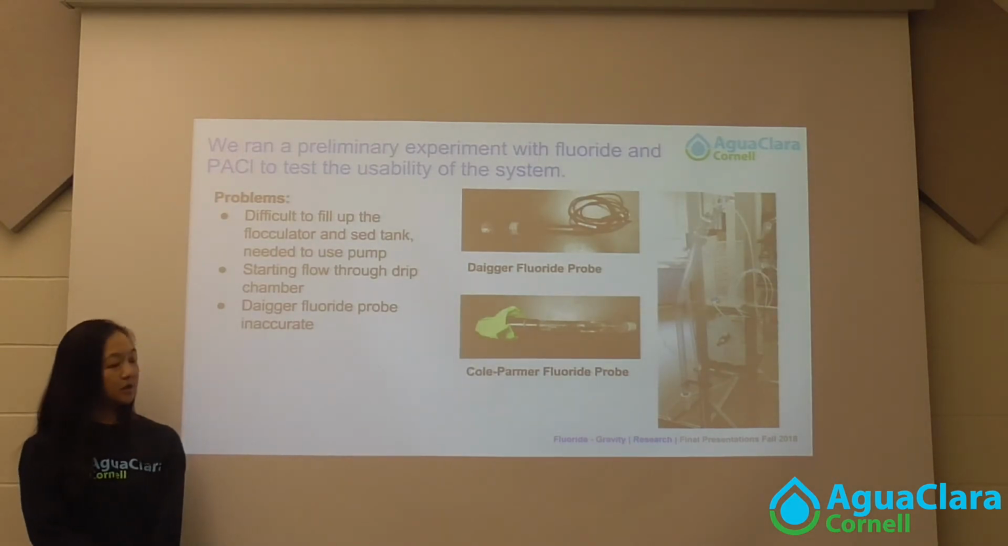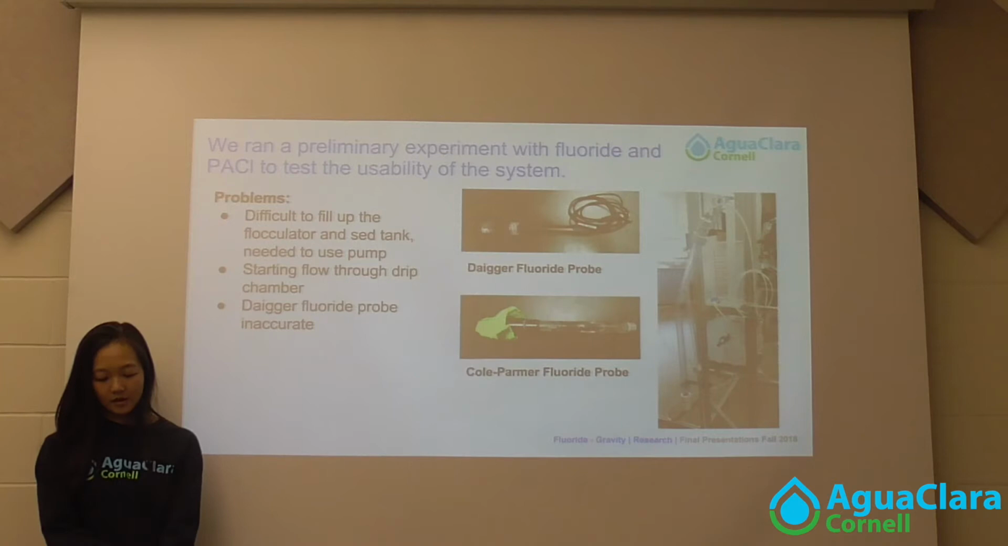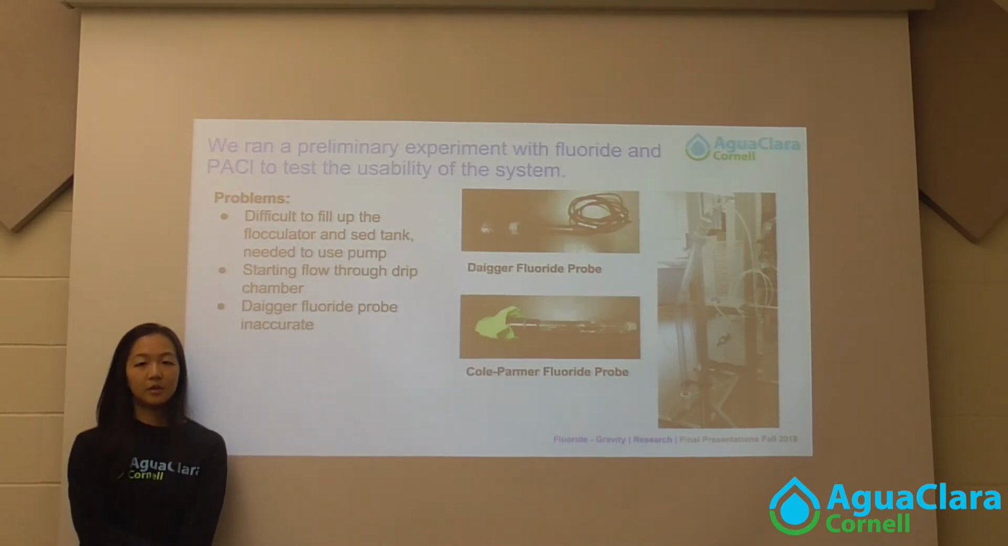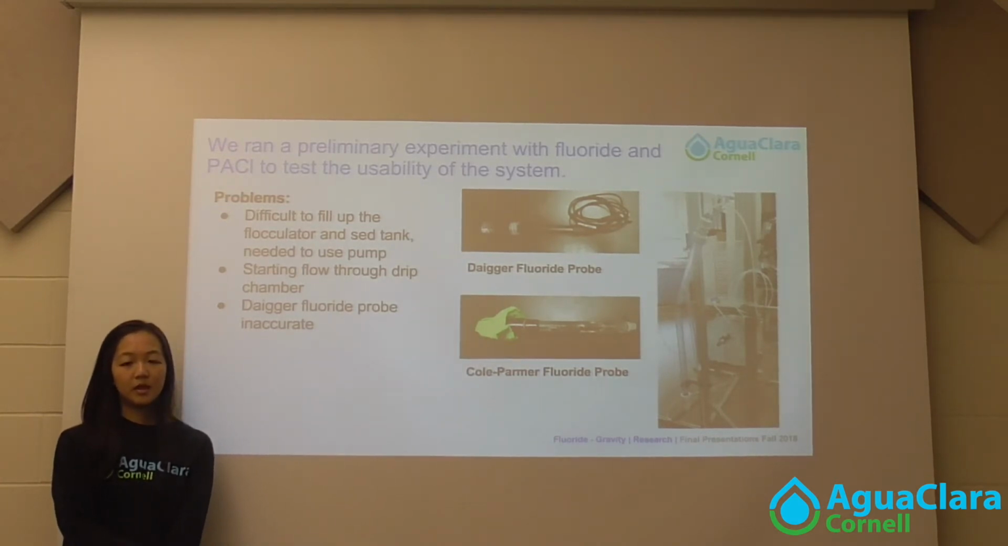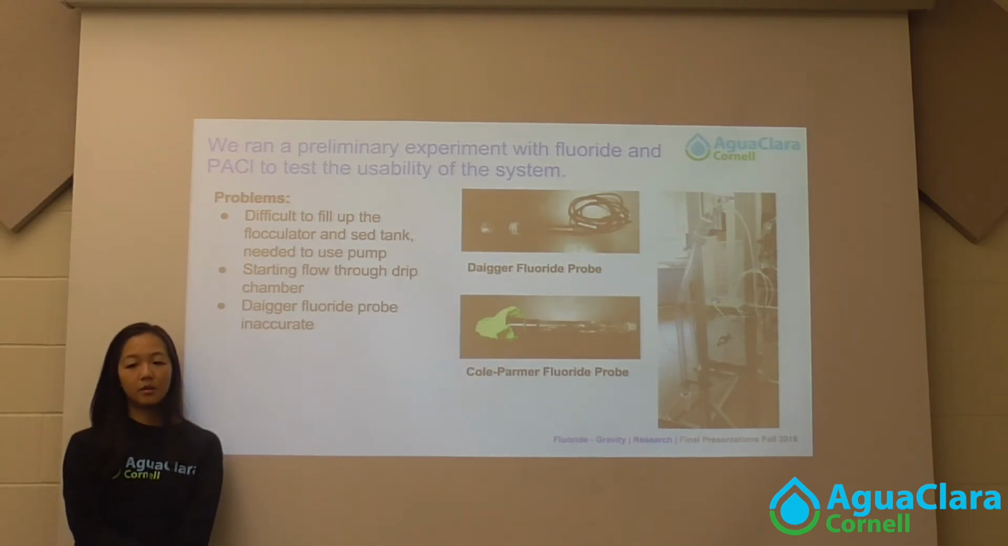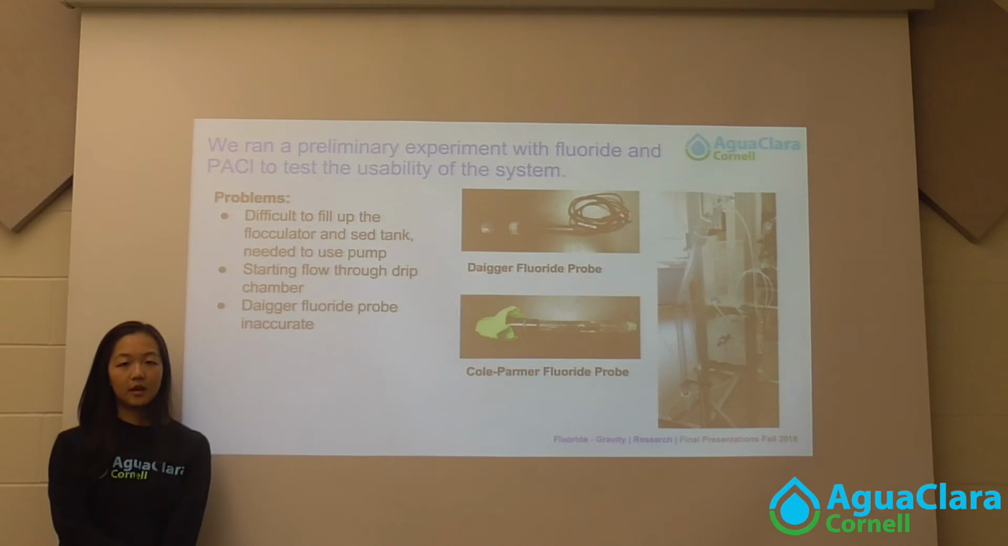So after establishing a reasonable height and pack flow rate, we ran preliminary experiments with fluoride and pack to test the usability of the system. A couple problems we ran into: when we were starting the gravity apparatus from an empty system, air bubbles became trapped in the set tank and the flocculator, and this prevented flow through the system. So what we had to do was run a water pump to force water through the system and push the air bubbles out to allow the system to flow.